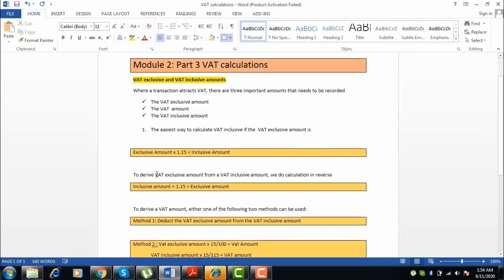Then to derive a VAT exclusive amount from the VAT inclusive amount, we do the calculation in reverse. Remember, when we wanted to calculate the inclusive amount we multiplied, but now we divide by 1.15. In case you are wondering where the 1.15 is coming from, the standard rate for VAT is 15%. So for every price that we set in our business, it should always have that extra 15%, which is either going to be claimed from the taxman or you need to pay to the taxman. So inclusive divided by that gives you your exclusive amount.